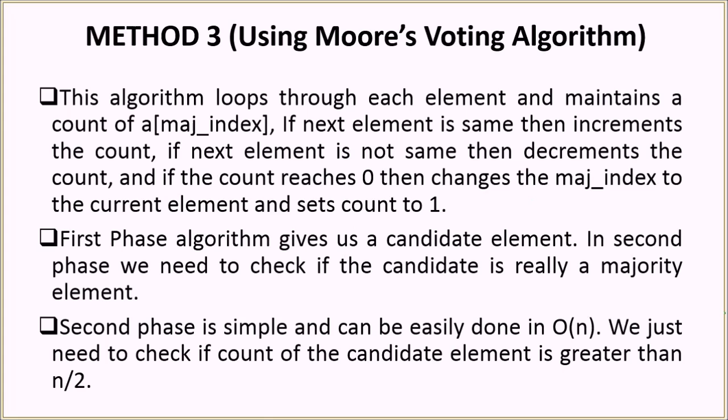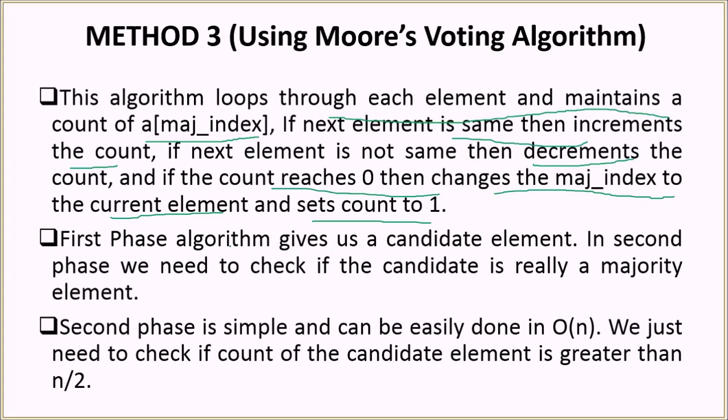So whatever we discussed in the last slide is actually written here. It loops through each element and maintains a count of a majority index. If the next element is the same, then increment the count. If the next element is not the same, then decrement the count. And if the count reaches 0 at any time, then change the max index to the current element and also set the count to 1.